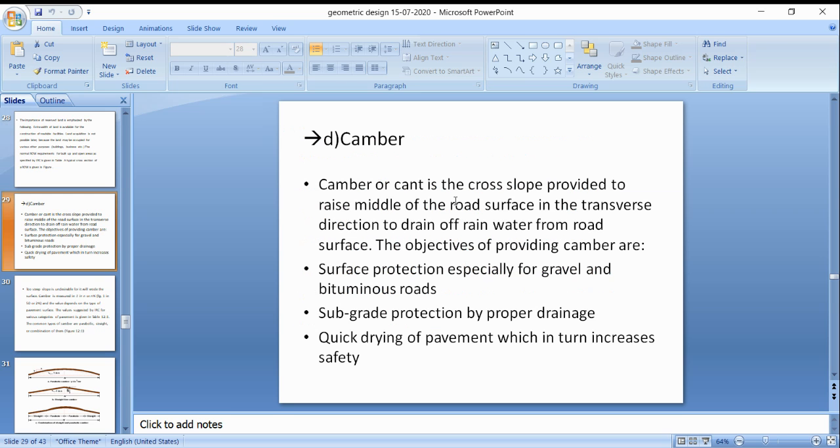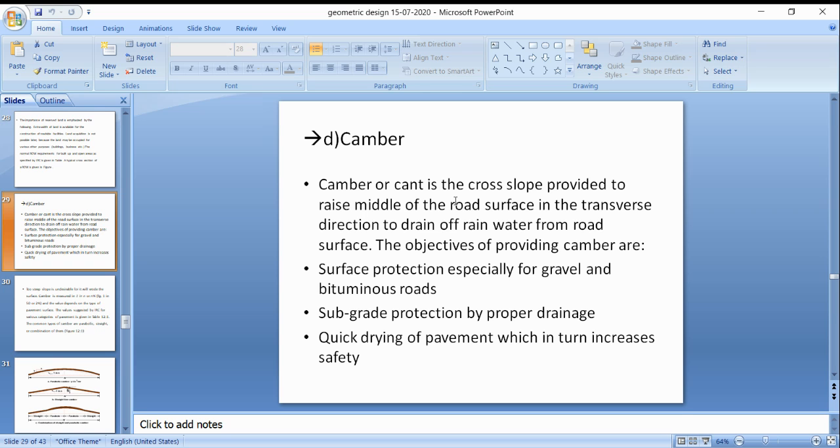Next comes camber. Camber is nothing but the cross slope provided to raise the middle of the road surface in the transverse direction to drain off water from the road surface. The objectives of providing road camber are surface protection, especially for the gravel and bituminous course. So the surface should be protected, and for that purpose we are providing the camber.